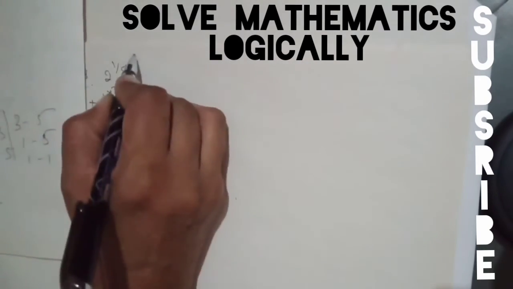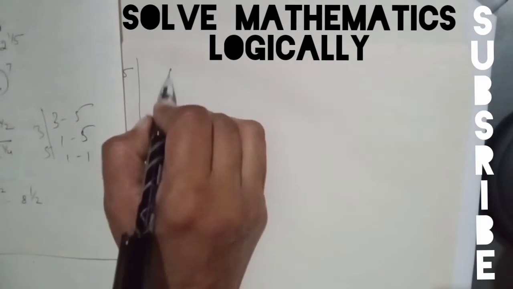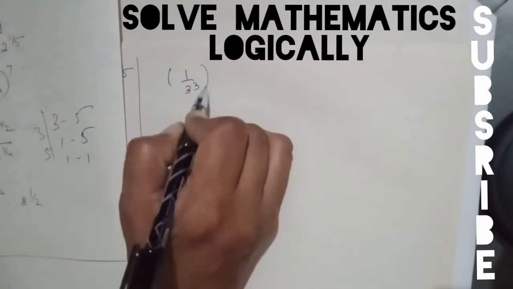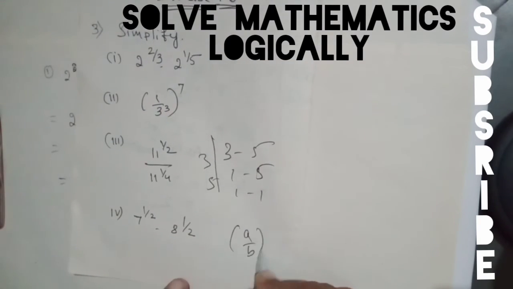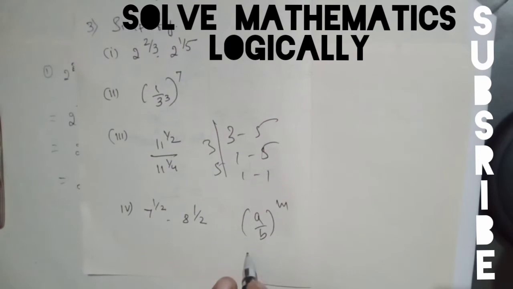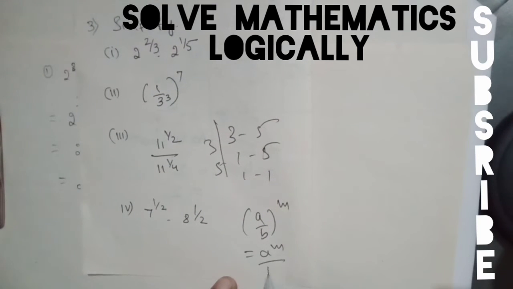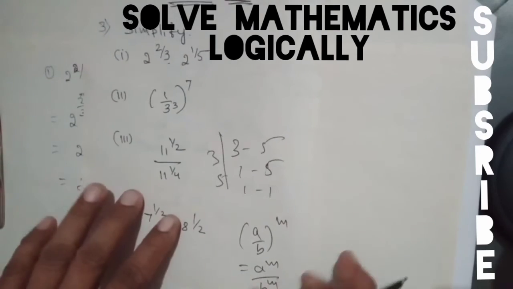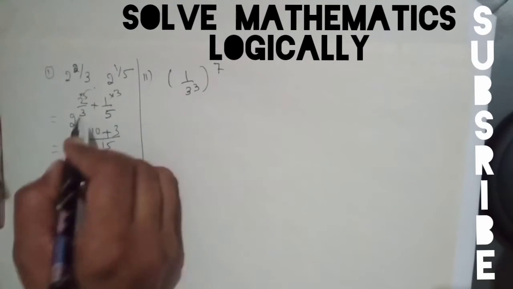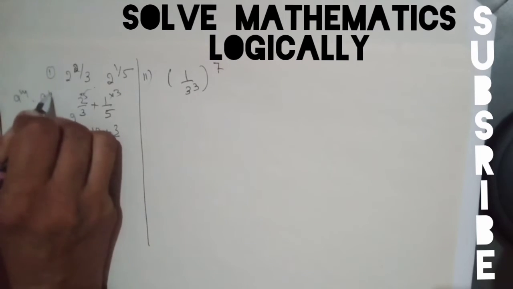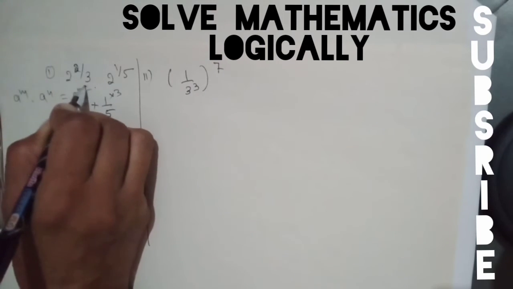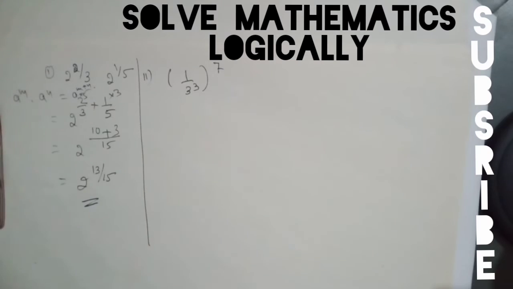What you have here in the second one, 1 upon 3 raised to 7. Second one, very simple, children. See here, if we have a upon b raised to m, it can be written as a raised to m upon b raised to m. Yes, that I am writing here. Better if you write the property you have used here: a raised to m into a raised to n is equal to a raised to m plus n, the property we have used here.